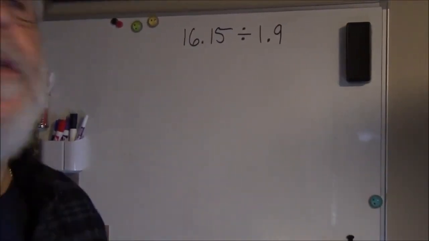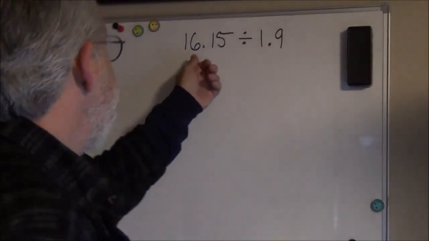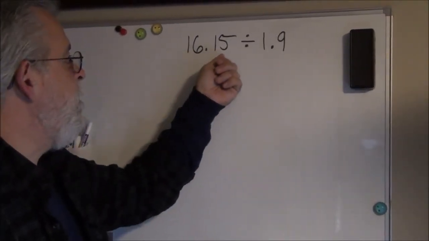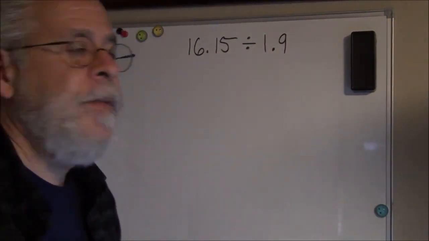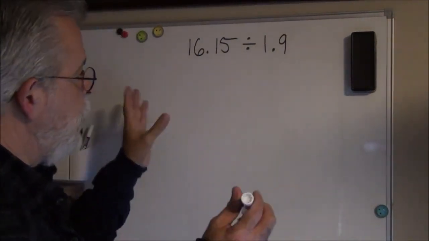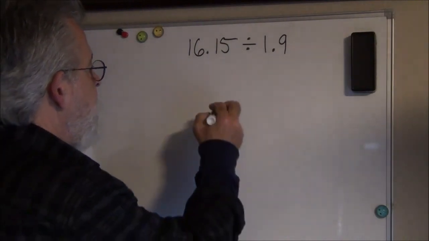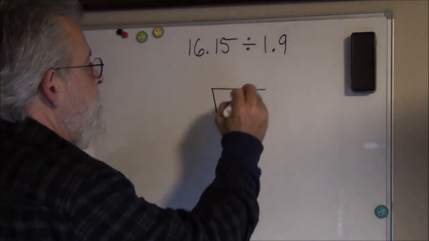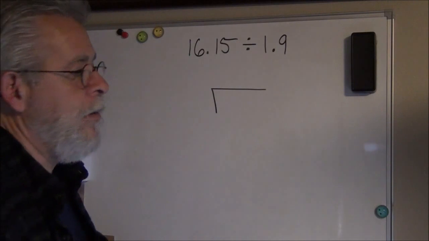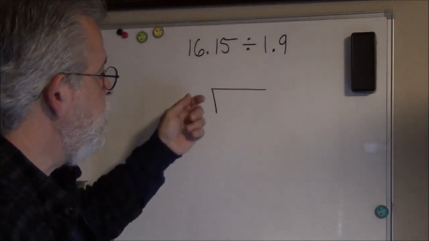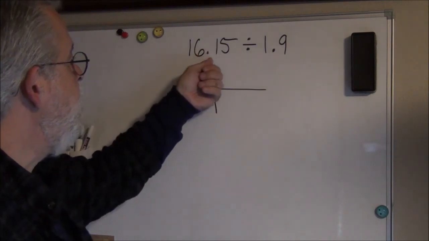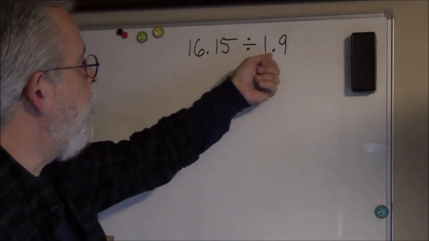Okay, that should work. Alright, as you can see we have 16 and 15 hundredths divided by 1 and 9 tenths. The first thing we've got to do is put it in the bracket. This is where a lot of the kids get confused as to which number goes where. So if you read it properly, you'll know where to put them. It's this number divided by that.